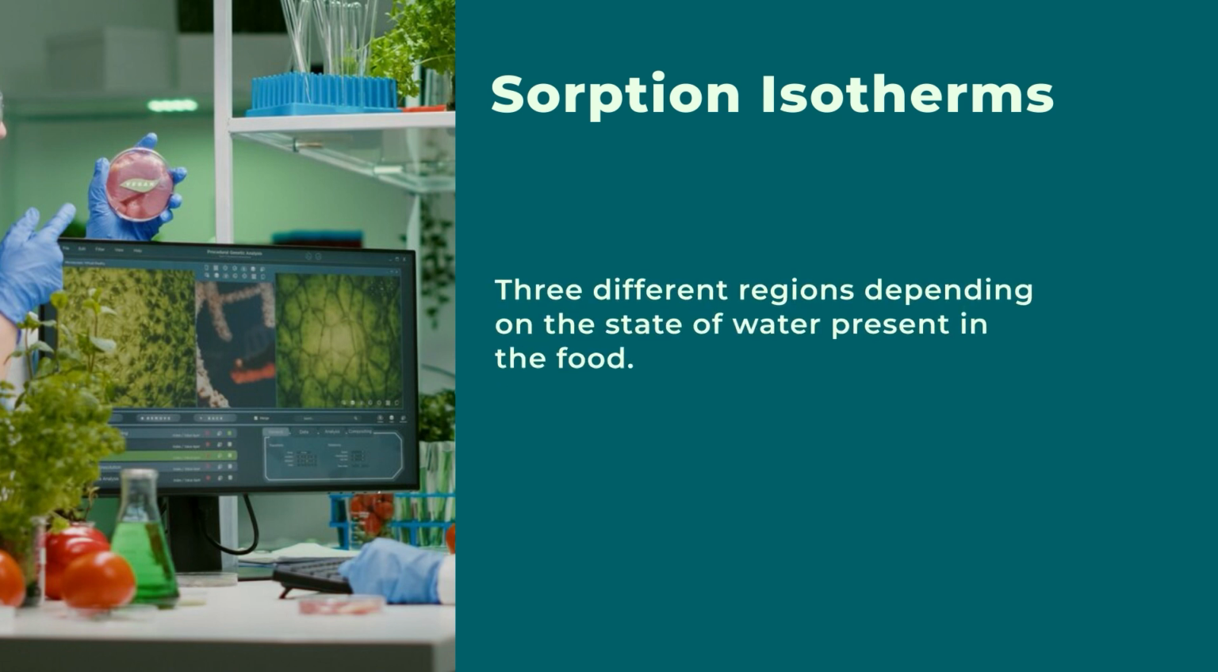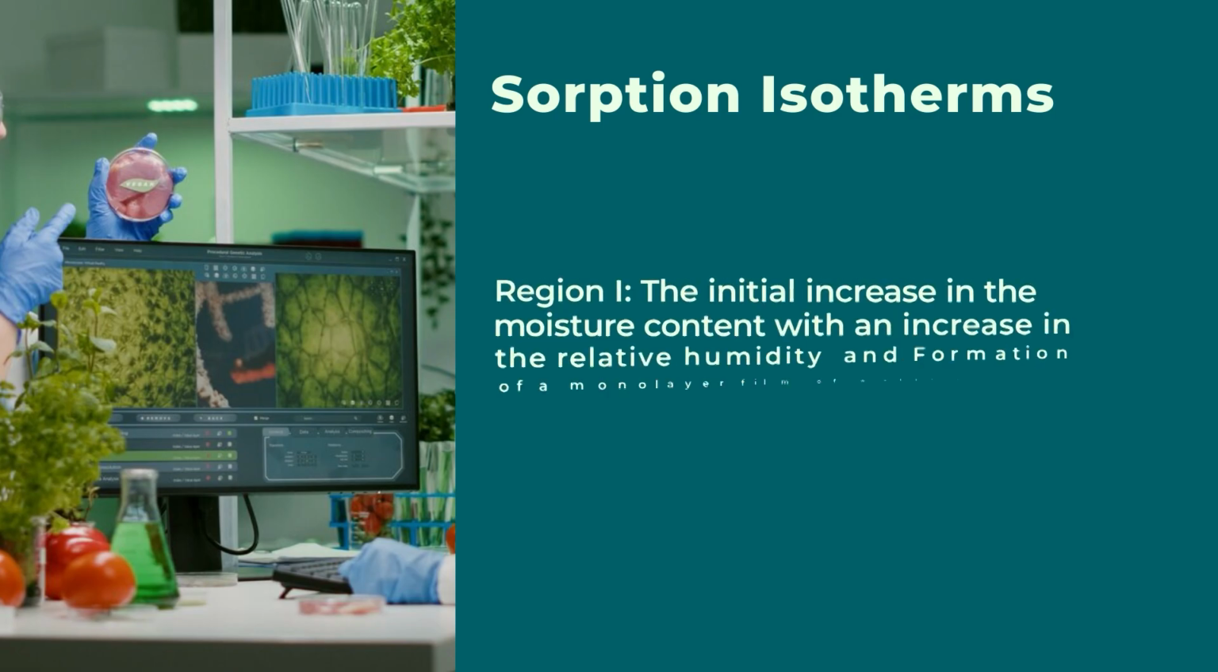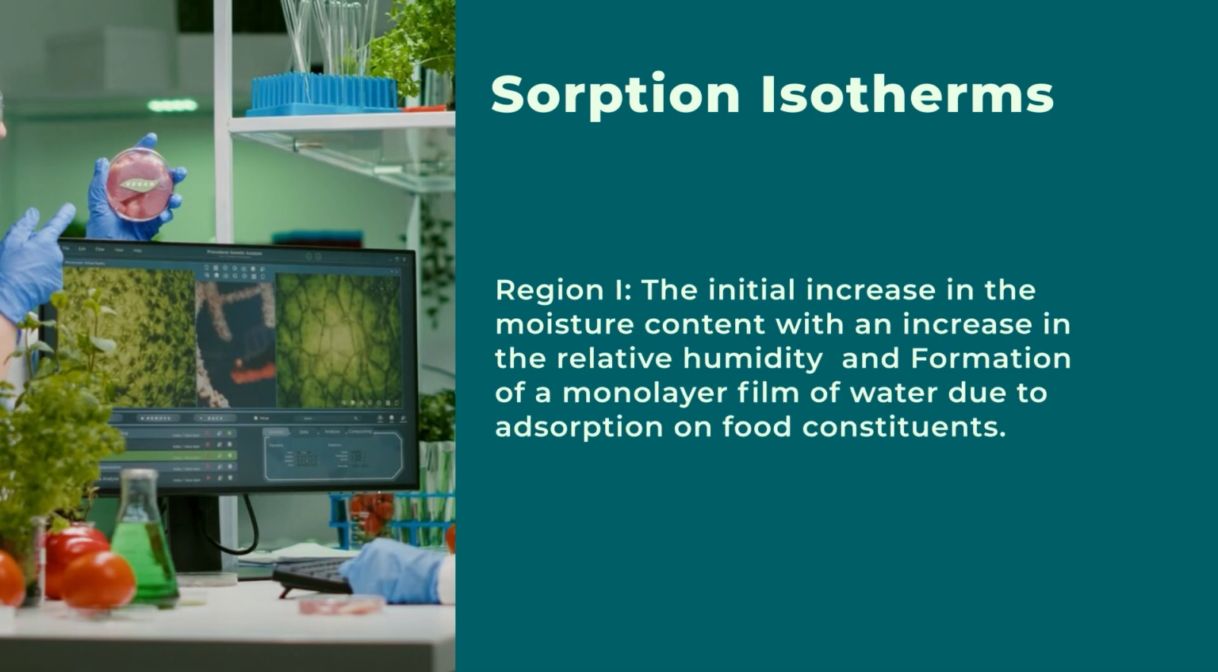Now, there are three regions you saw. Region 1 is an initial increase in moisture content and formation of a monolayer film on the absorption sites of the food constituents.